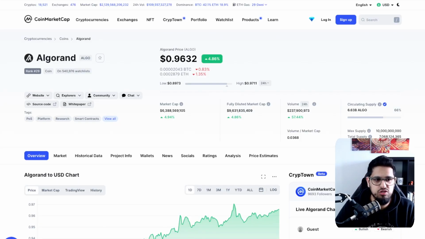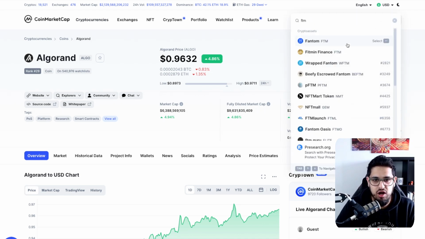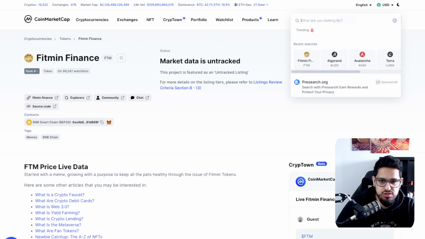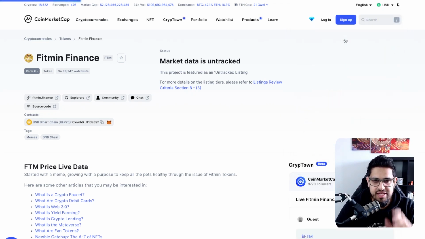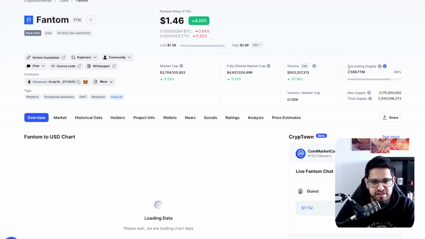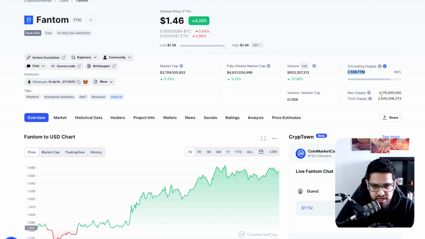Well, one easy way to do this for any coin, if you type in a coin, let's go Phantom into CoinMarketCap, you can head in. Oops, I just clicked the wrong one there. Let's go to Phantom. Hit enter, and you will see here in the top right, 2.55 billion is circulating from the max supply of 3.175. Okay, very important. So the 3.175, 2.55 billion is circulating.